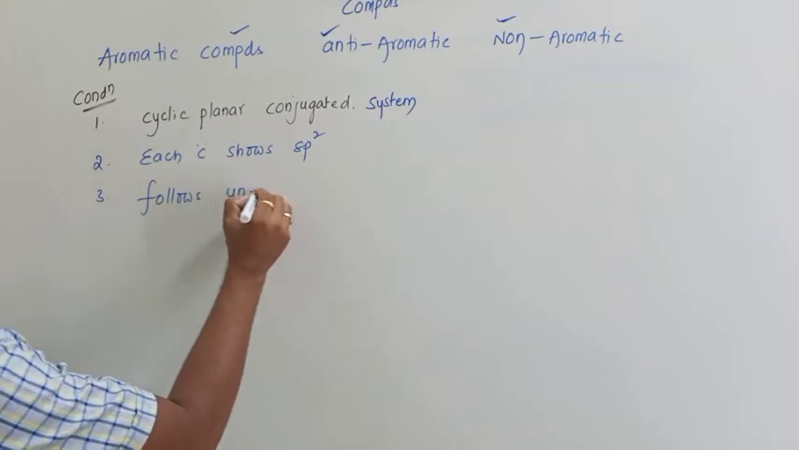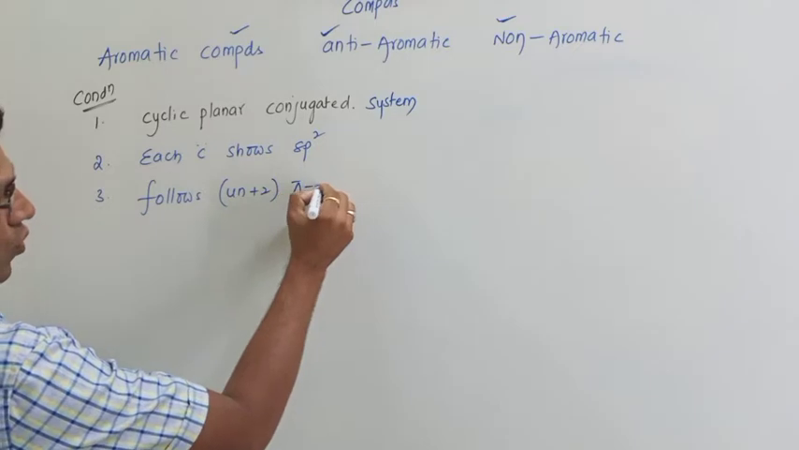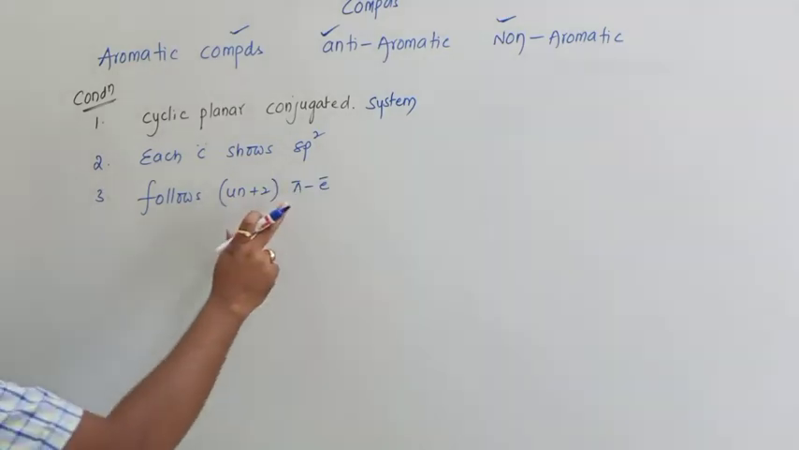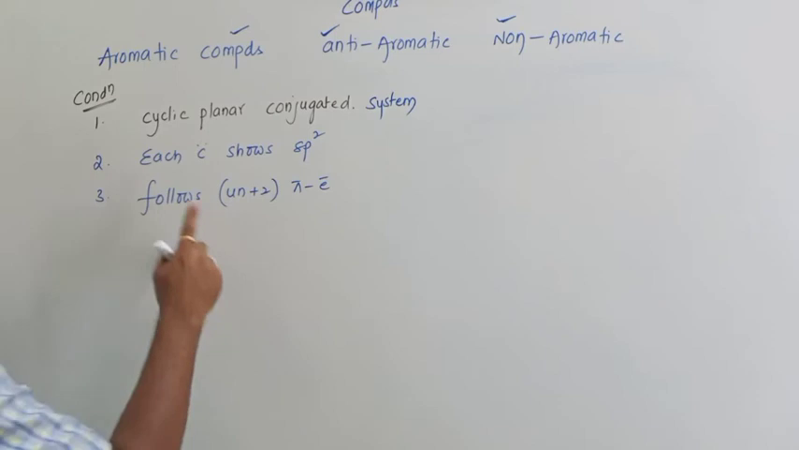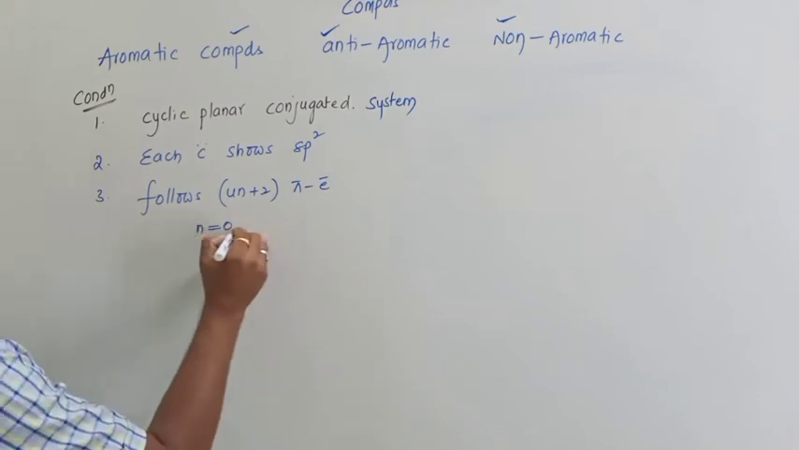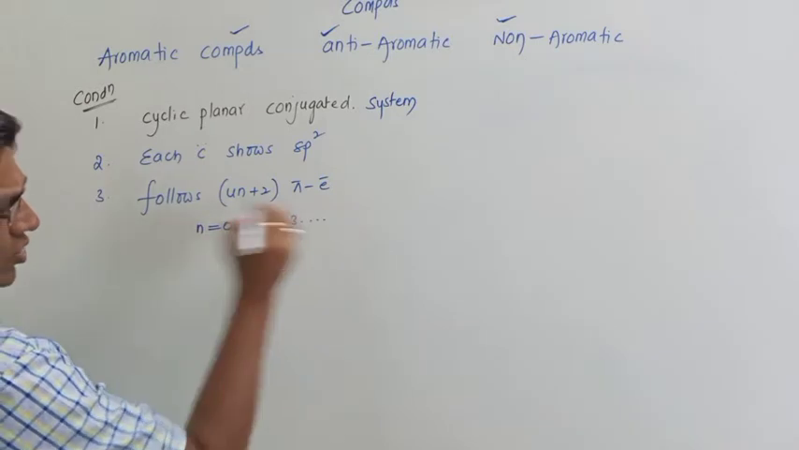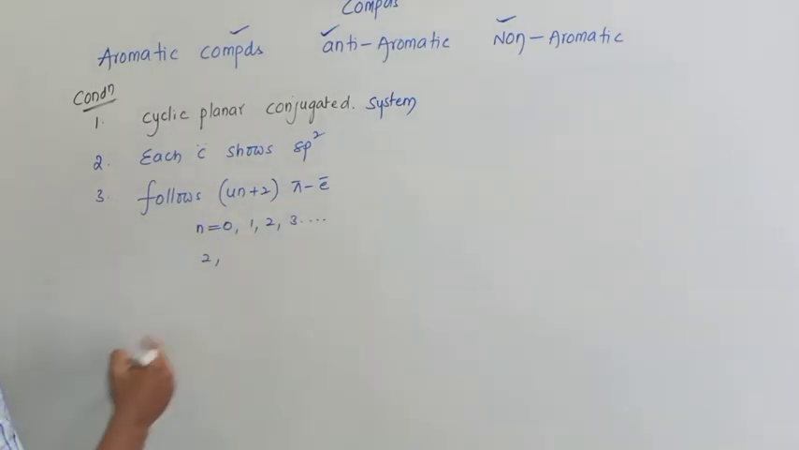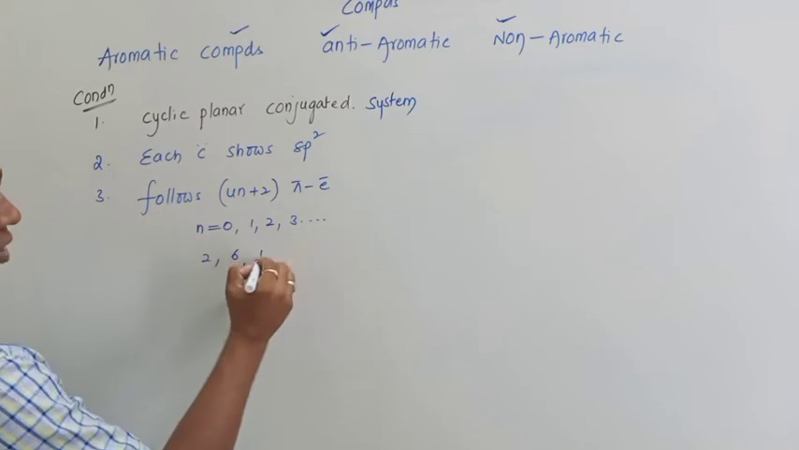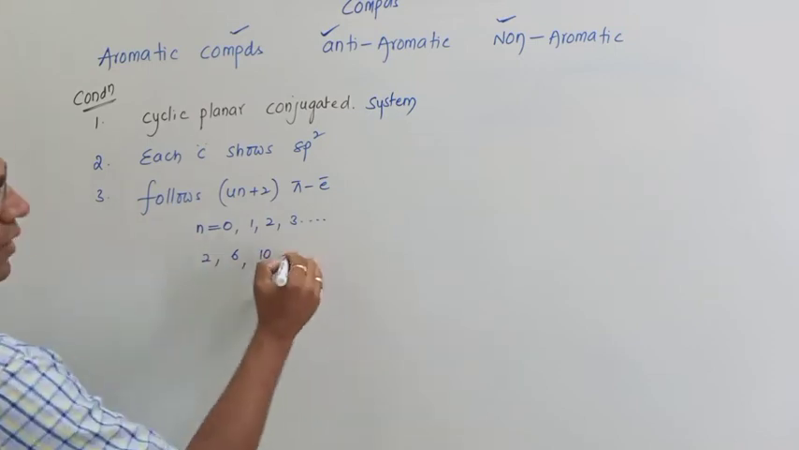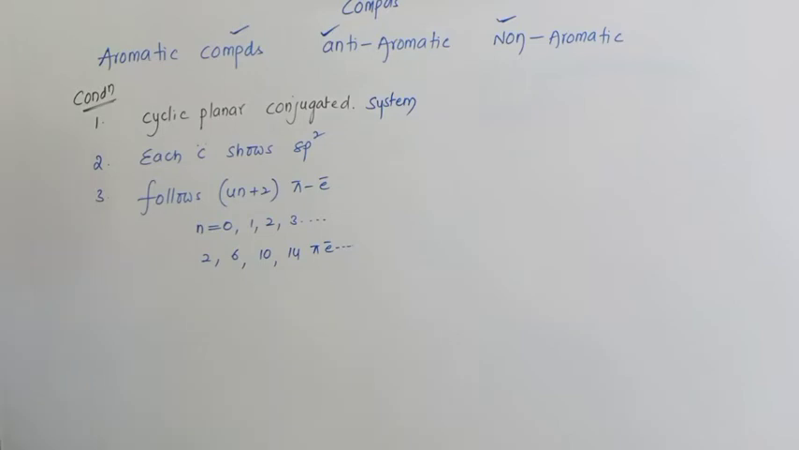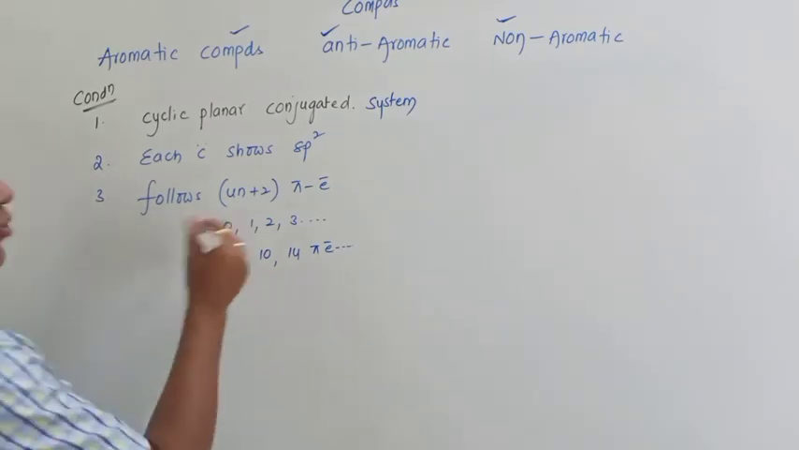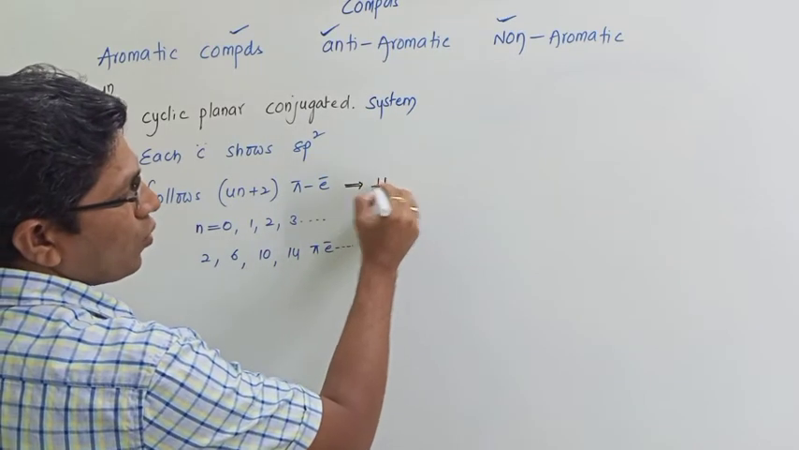And the third one follows pi electrons. So in that case, find out the pi electrons. How many pi electrons? It follows the 4n plus 2 formula. Take n equal to 0, 1, 2, 3 and so on. If n is 0, 2 electrons. If n is 1, 6 electrons. If n is 2, 10 electrons. Next, n is 3, 14 electrons. These pi electrons follow the 4n plus 2 formula.